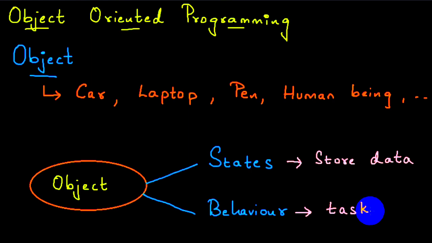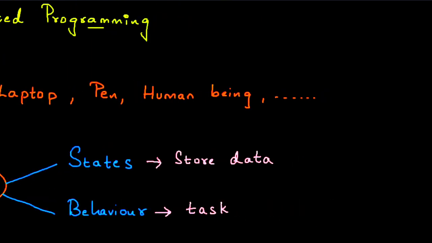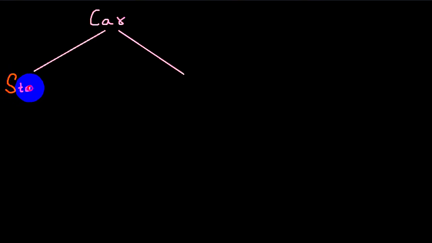Now let us see a couple of examples so that we can relate it in the best possible way. I will consider car as an object. Can I consider car as an object here? 101% yes. Why? Because car is present in the real world and it also has some physical existence. I can definitely term car as an object. So when I consider car as an object, it will definitely have certain states and certain behaviors.